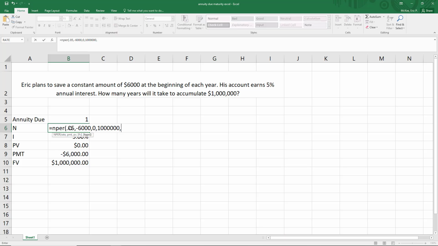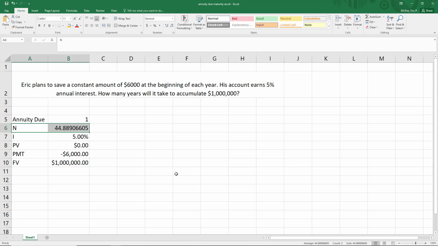And the way we tell Excel, hey, treat this as a beginning of the year annuity, is by putting in 1 for type. So I put in 1. That's the same reason I put in 1 for B5. Close parentheses, and we get our function right here. We have a value of 44, so 44 years, rounded up, it's 45 years to accumulate that $1 million. As long as I start when I'm young, I can actually do this.